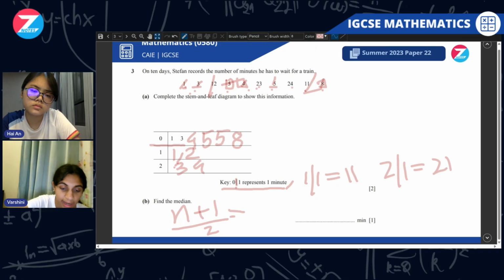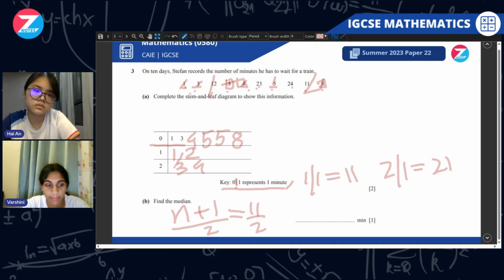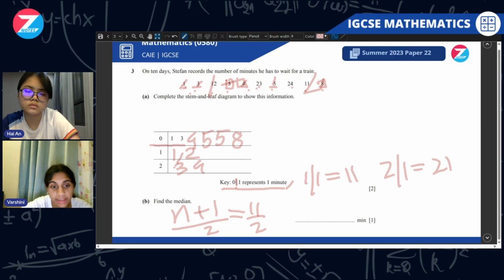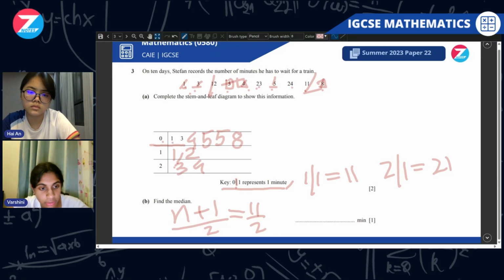So 10 plus 1 divided by 2 is 11 divided by 2, and that will be 5.5. So what does 5.5 mean? It means the number in between the fifth number and the sixth number. If we count on our stem and leaf diagram, don't count the 0 because the 0 is just the place we read the numbers from. So it's going to be 1, 2, 3, 4, 5, and 6. So the number between 5 and 8.